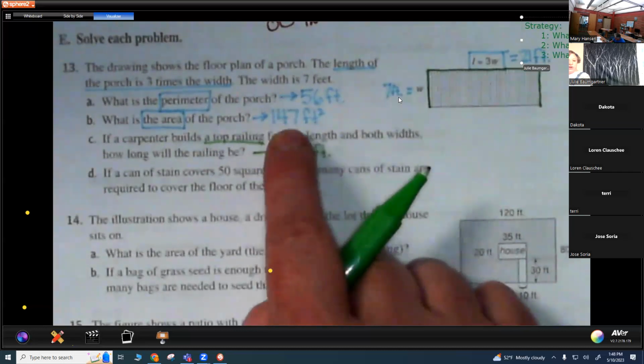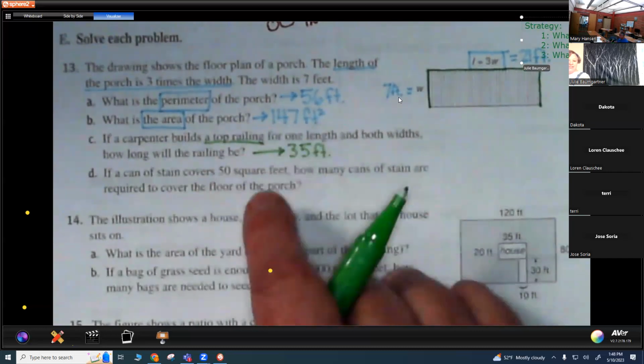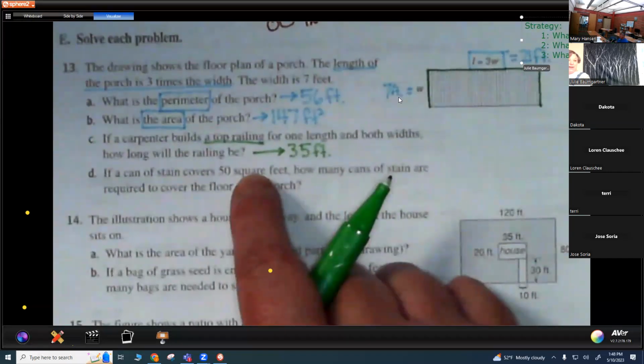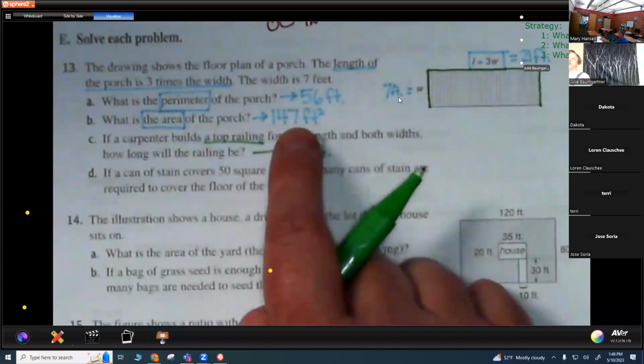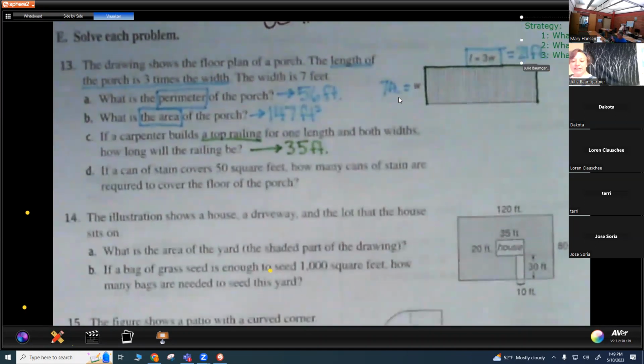Good, so yeah, once you know the area of the entire surface, then you have to think about, and remember, it's not going to be exact, right? But you can't probably buy like 2.9 cans of paint generally. So good, yeah.